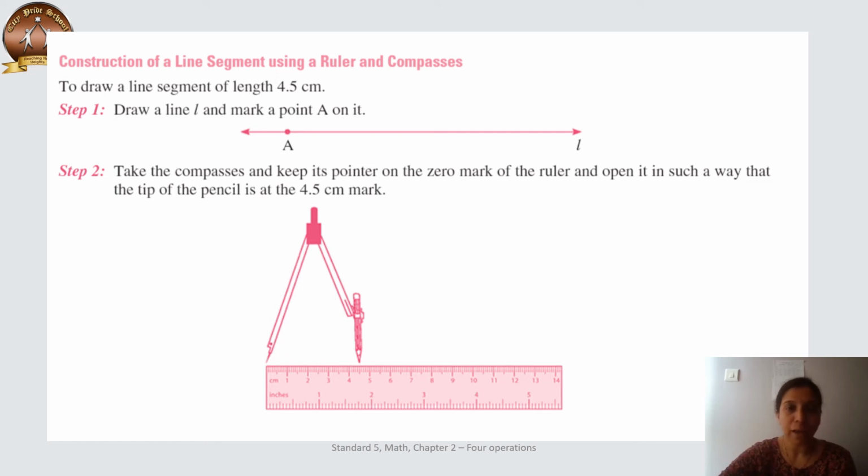If, for example, we have to draw a line segment of 5 centimeter, then the pointer of the compass will be placed at 0 and the pencil will be placed at 5. Here it is 4.5 centimeter. The pencil stopped at 4.5. If we have to take, for example, 5 centimeter, the pencil will stop from 0 to 5.